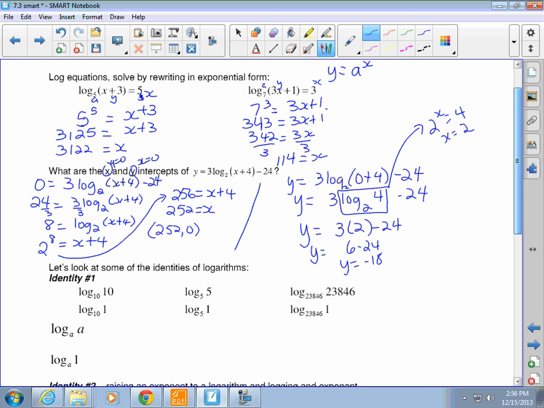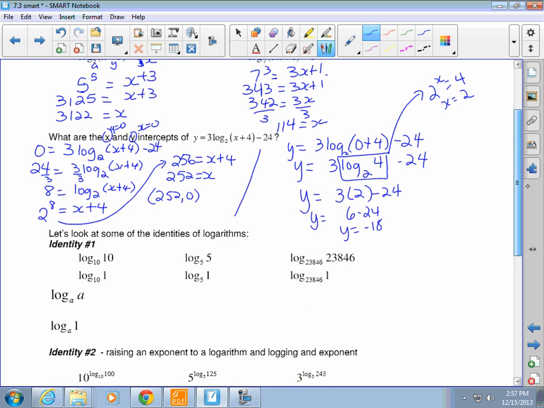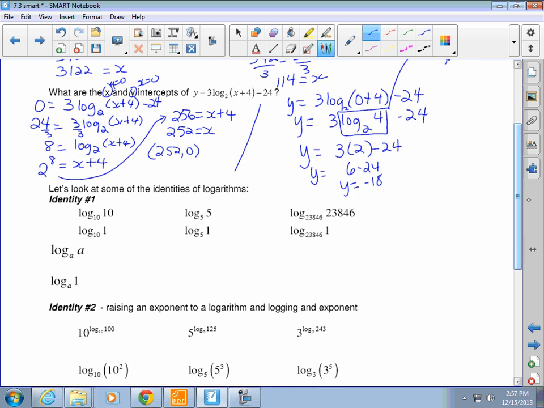Just like our trig that we did last chapter had identities to work with, so do the logs. And if you want to think of these identities, they're also properties. When we worked with exponents, we had properties. When you had a power to a power, you multiplied them. When you had powers with the same bases being multiplied, you added the exponents. The same type of identities will apply to logs.